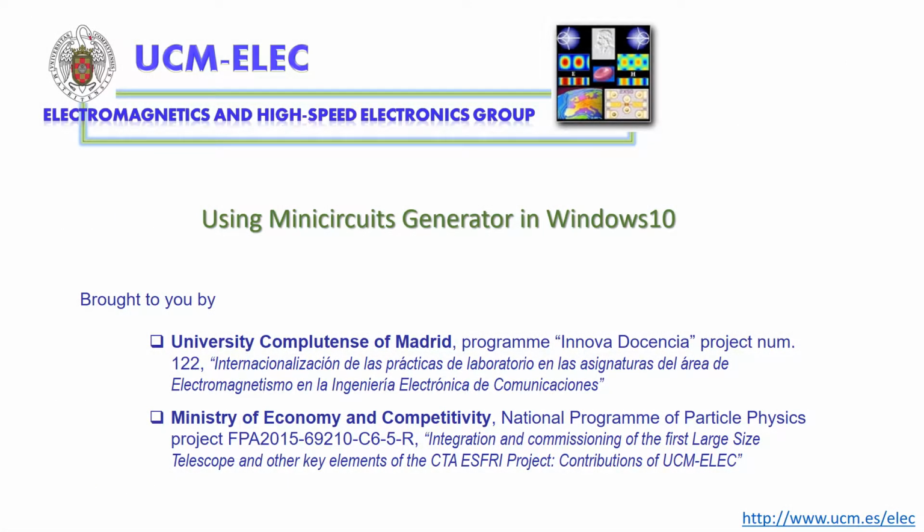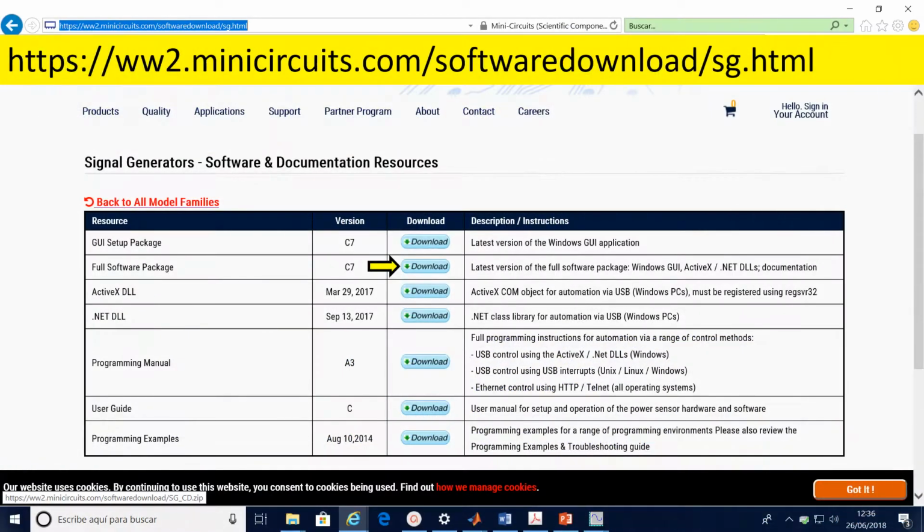In this video, I will show you how to install in your computer the software needed to control a Minicircuits generator in Windows 10. I will also explain the main functionalities you will find in this software. The manufacturer provides a control program that can be downloaded for free from the link shown here.